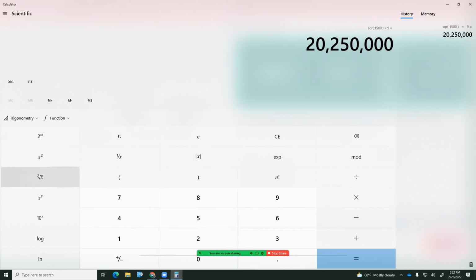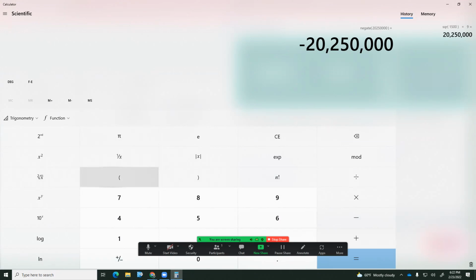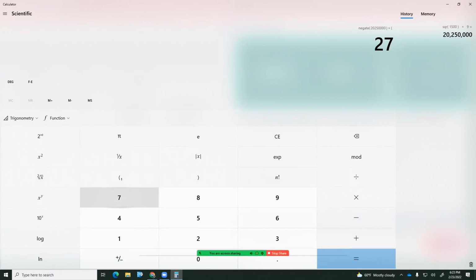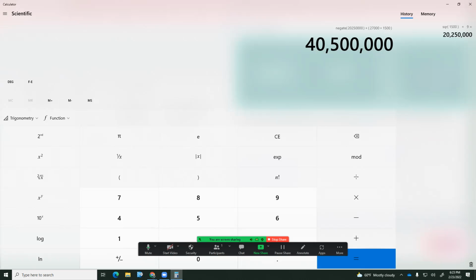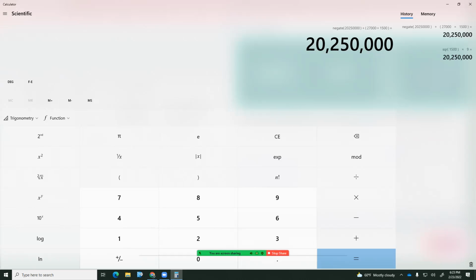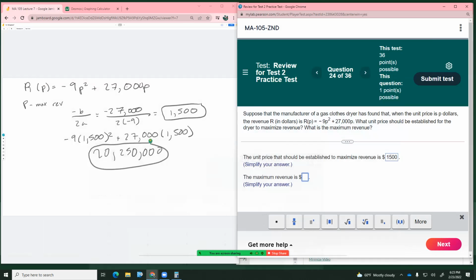And we want to make that negative, plus, and then I'm going to put in parentheses 27,000 times 1,500. Close the parentheses, and I get 20,250,000. I'm just saying, that's a lot of money.